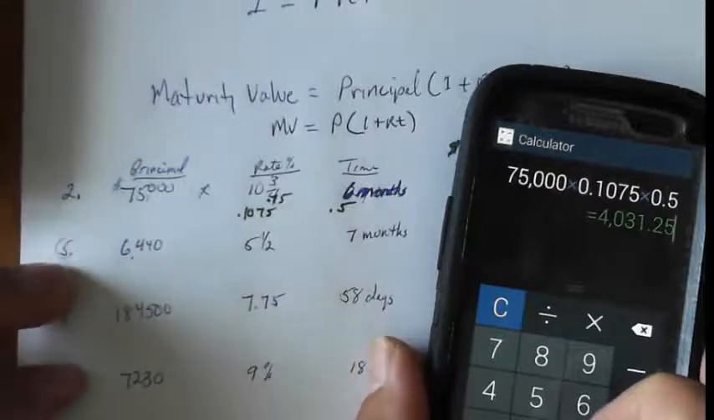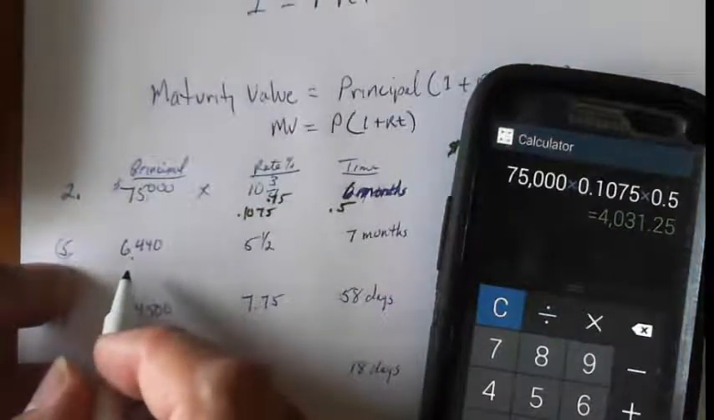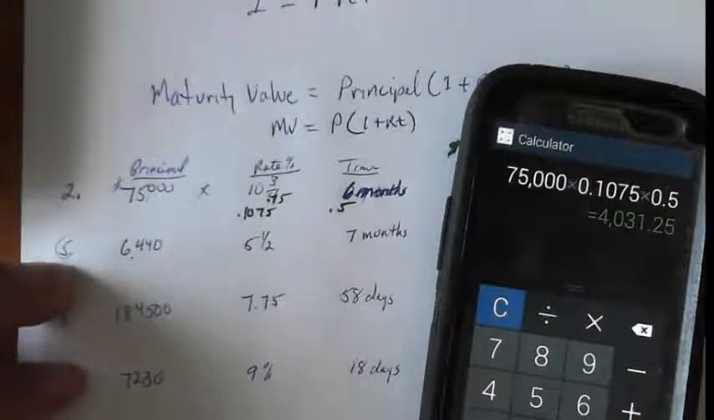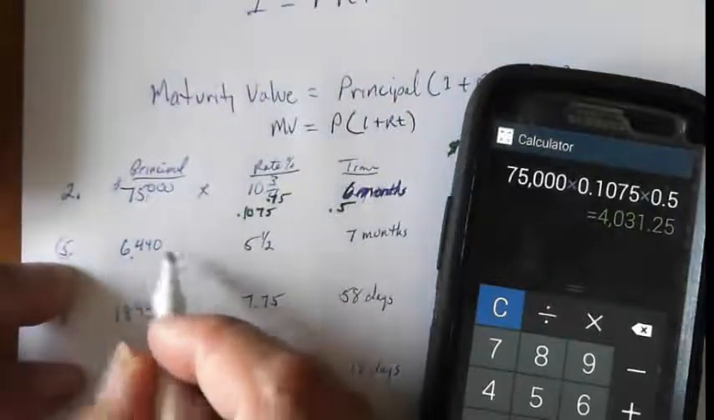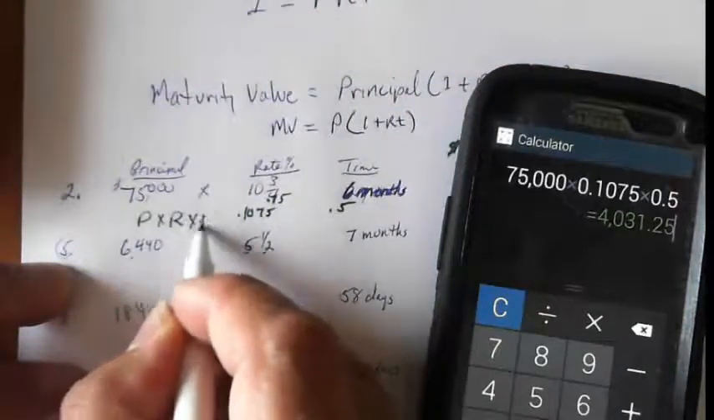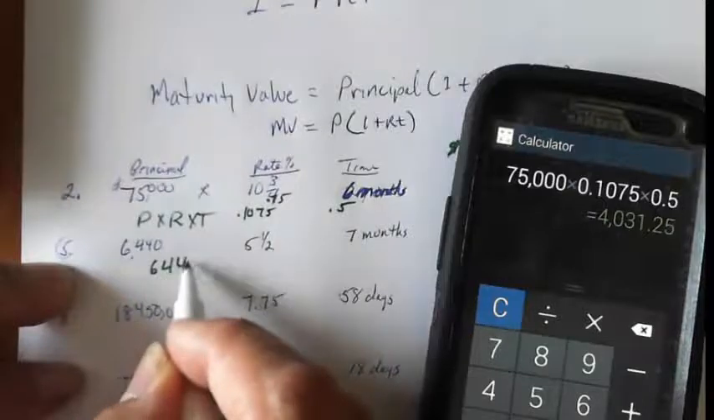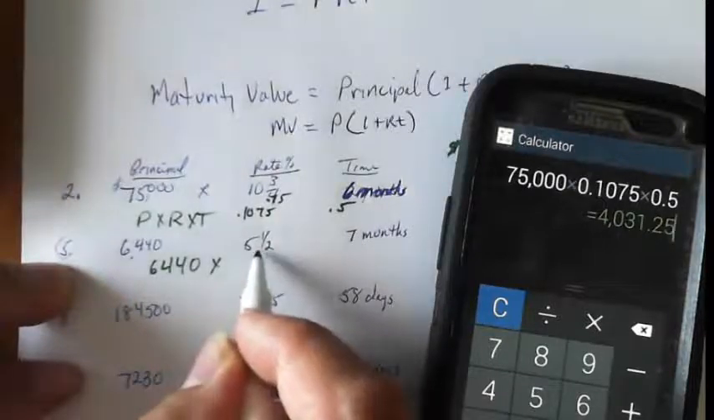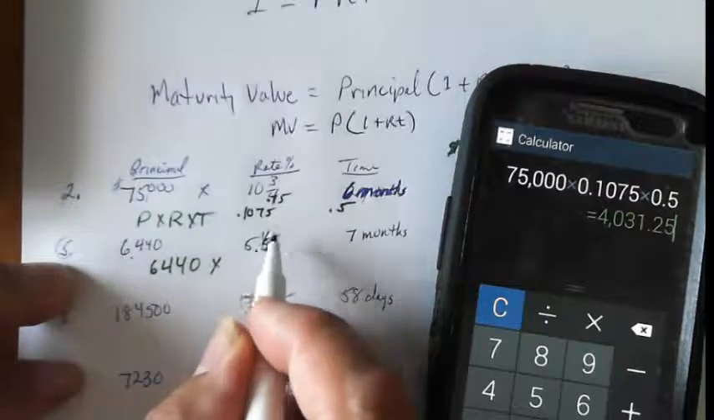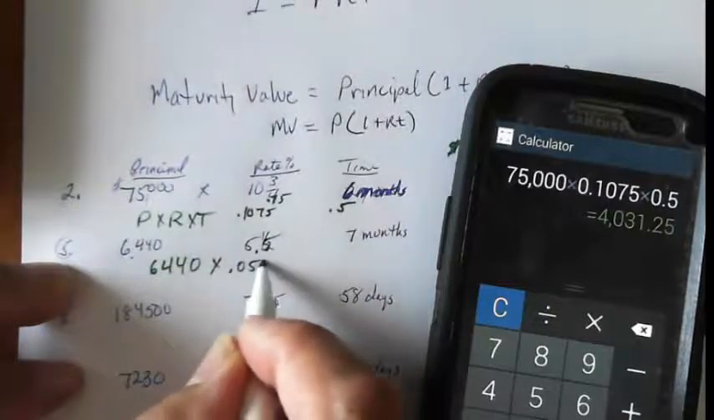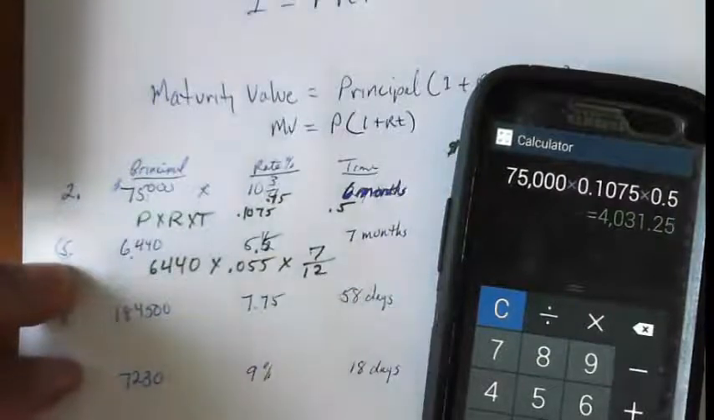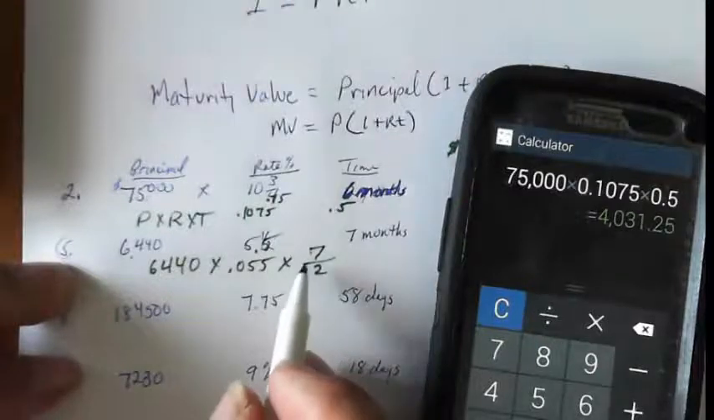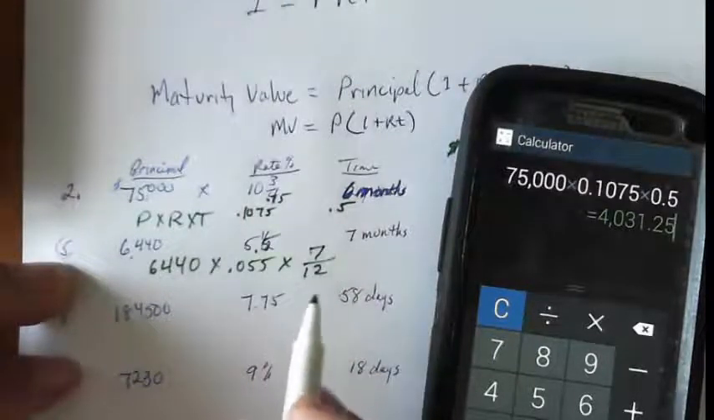So I'm going to do one of your normal homework ones here to kind of show you how that works. Let's get the formula ready. So it's principal times rate times time. 6440 times, we're going to change that 5 1/2 percent to 0.055, moving the decimal over 2. Okay, and 7/12, because remember, it's time in years. So 7/12, it's months, so that is now in years.